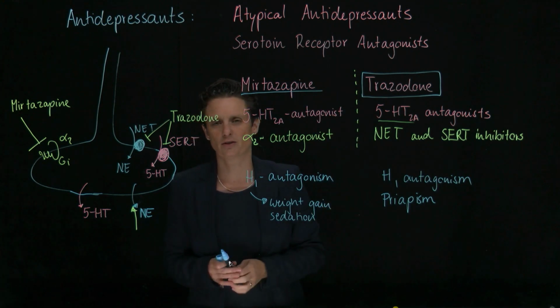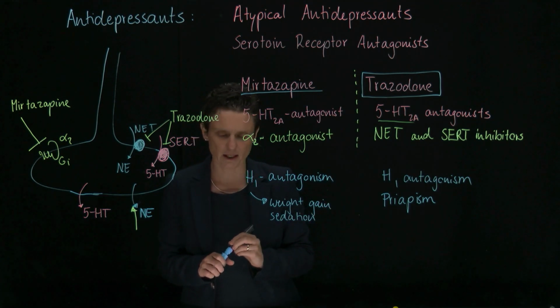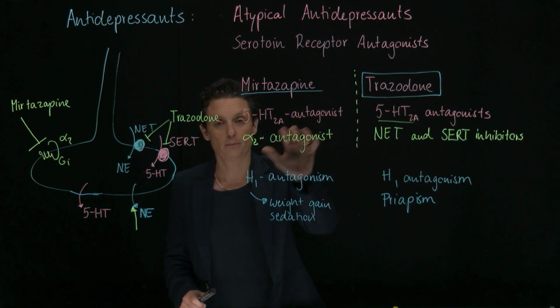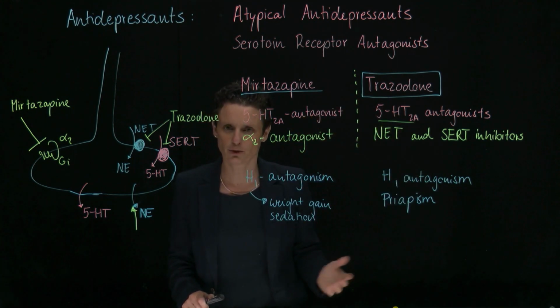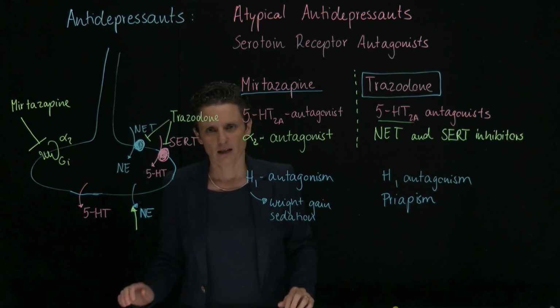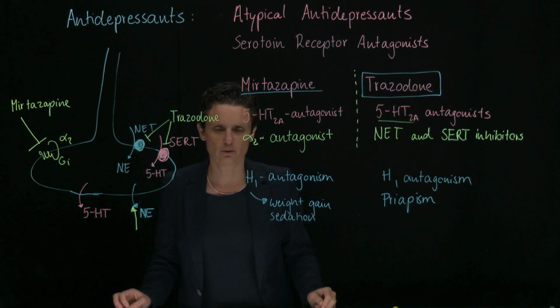So mirtazapine and trazodone are some atypicals that have in common, which is why they are put together, that they are both serotonergic antagonists, but then have other things that they also do somehow to increase the neurotransmitters.